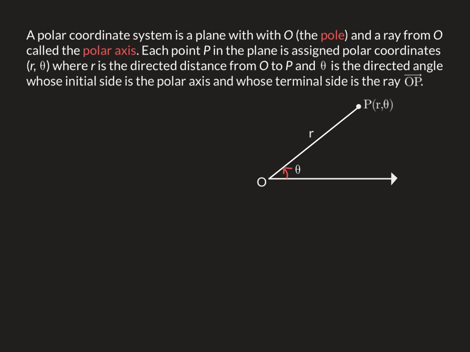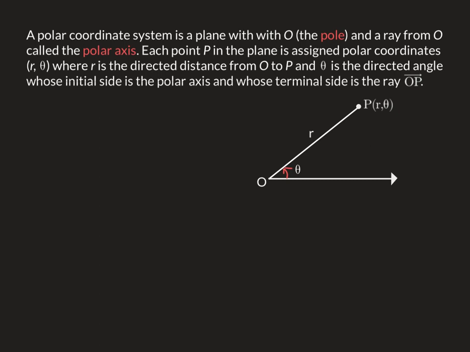Now, we put some point P on the plane, and those are assigned polar coordinates of r comma theta. R is the distance between O and P, while theta is the directed angle measure, whose initial side is the polar axis and finishes the terminal side for the ray OP.